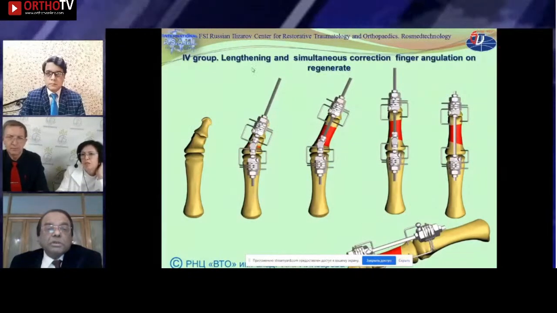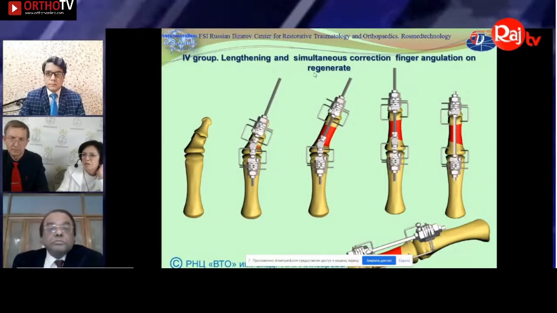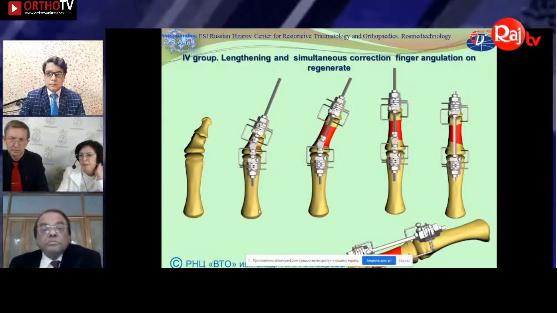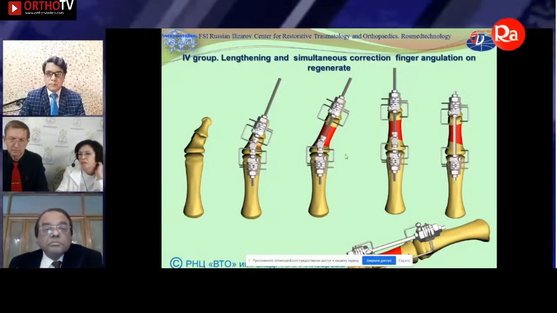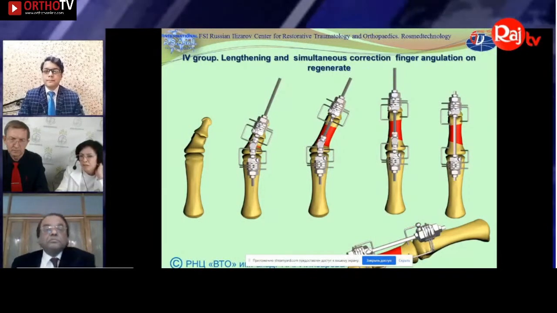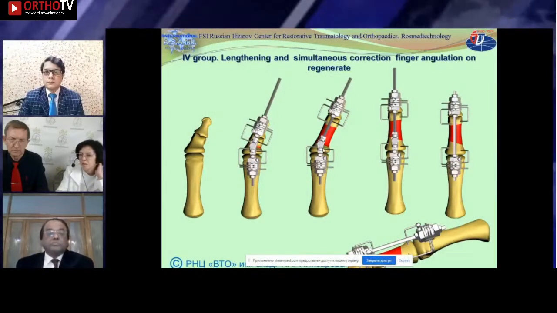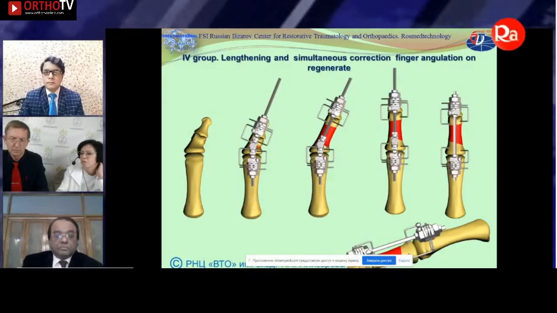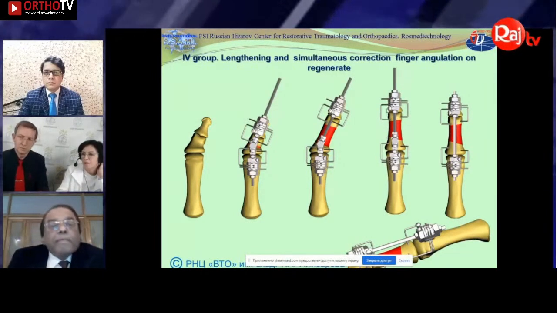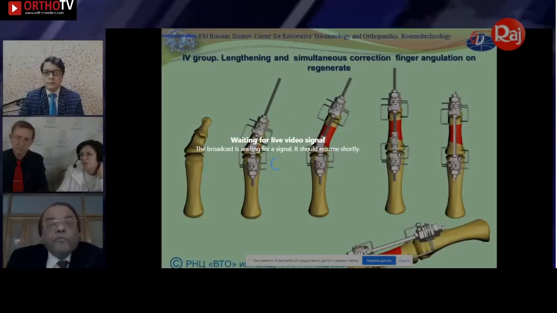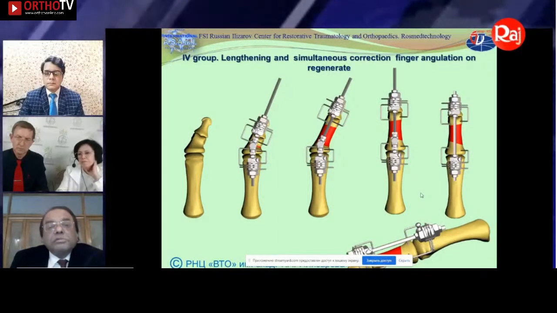Four groups: lengthening with simultaneous correction of finger angulation on the regenerate. Schema of osteosynthesis after operation. We made lengthening in this problem finger, and joint correction of deformity, and after correction of deformity, the result with the Ilizarov frame.